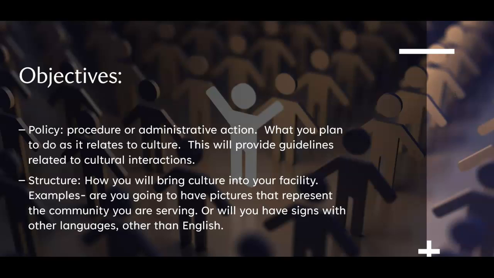Policy is basically the procedure or administrative action, what you plan to do as it relates to culture. This will provide guidelines related to cultural interaction. So that's going to be your policy. It's like, what is your philosophy? What do you want the staff to do in regard to culture? And then the structure is how you will bring culture into your facility.